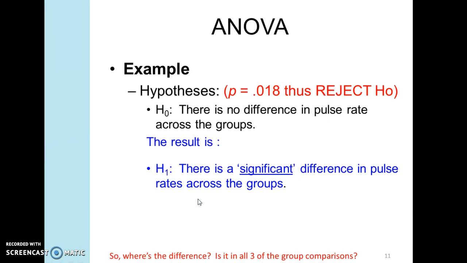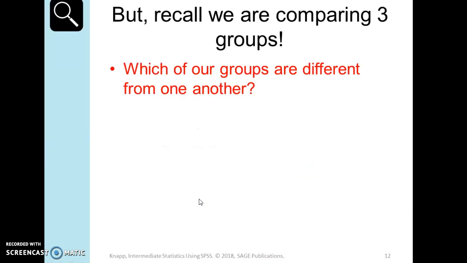0.018 means we reject the hypothesis, and the result is there is a significant difference in the pulse rates across the groups. Yeah, there's a difference, all right, but we're comparing 3 groups. Where's the difference? Is it between group 1 and 2, group 1 and 3, or group 2 and 3? We've got to know that. Or is it between all groups?